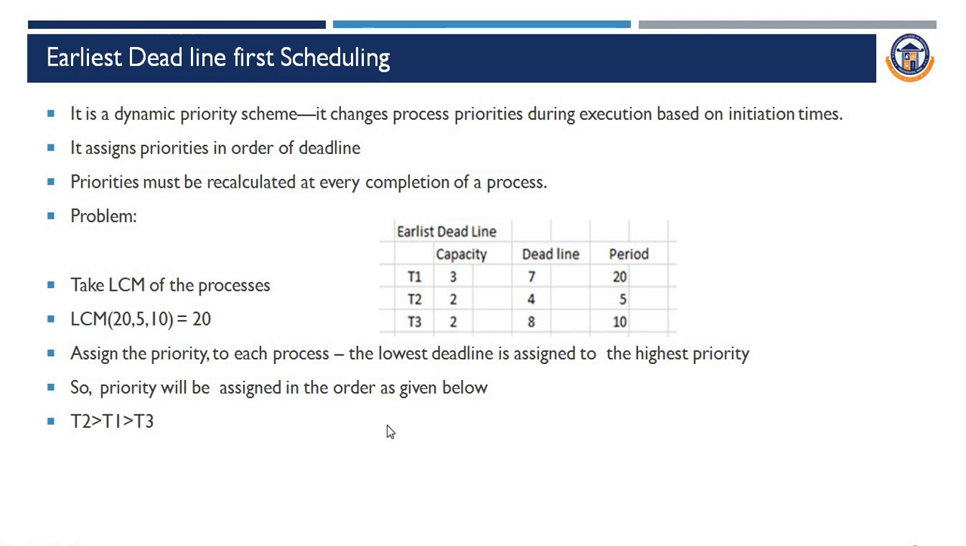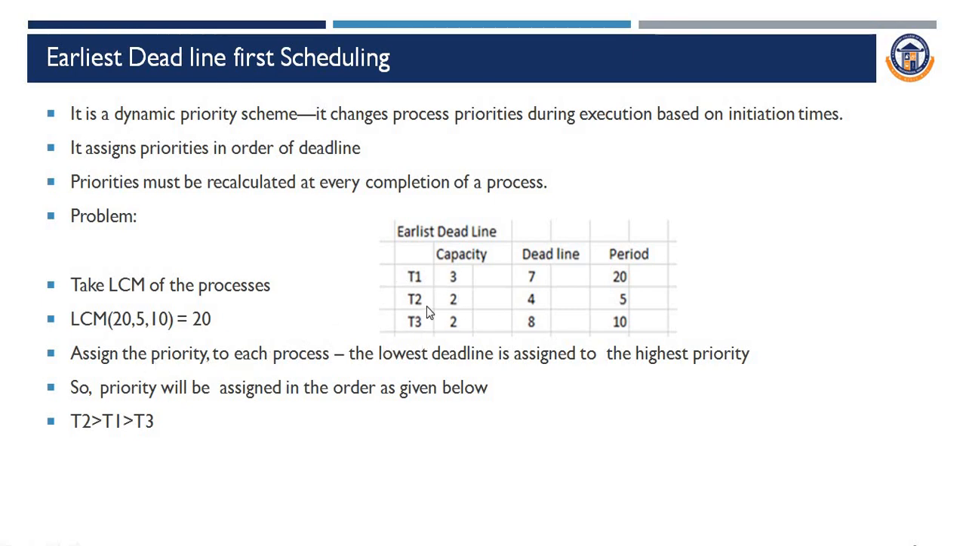So in order to draw the timeline, we have to take the LCM of all these periods. So the period will be 20, and all these processes will be having the time of 20.